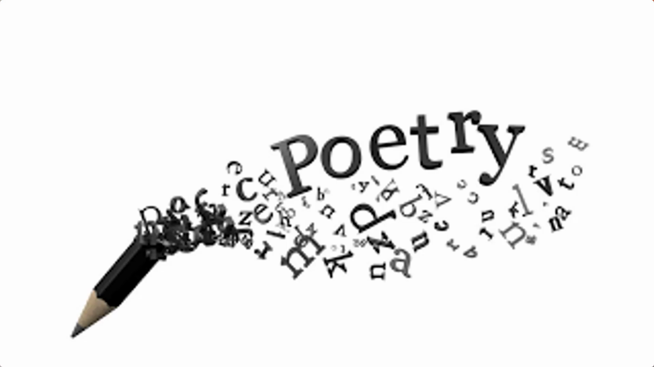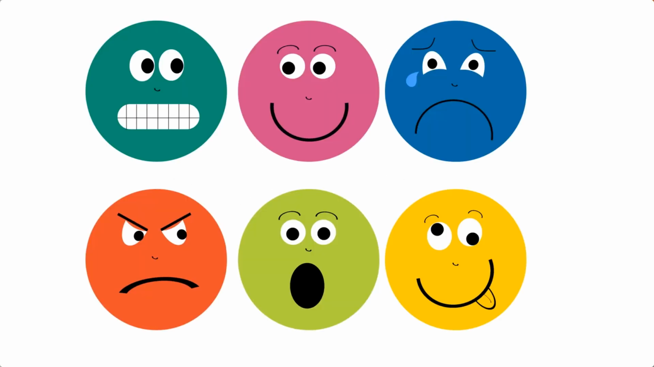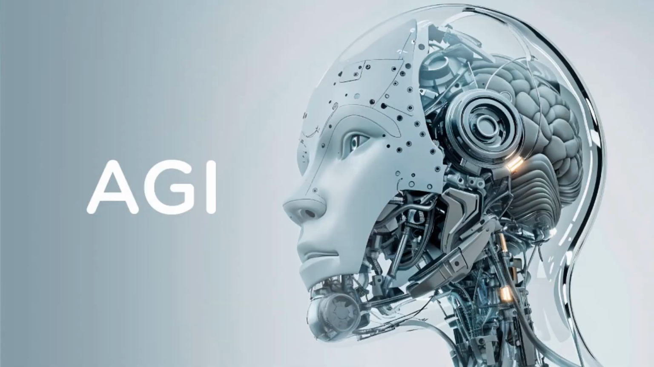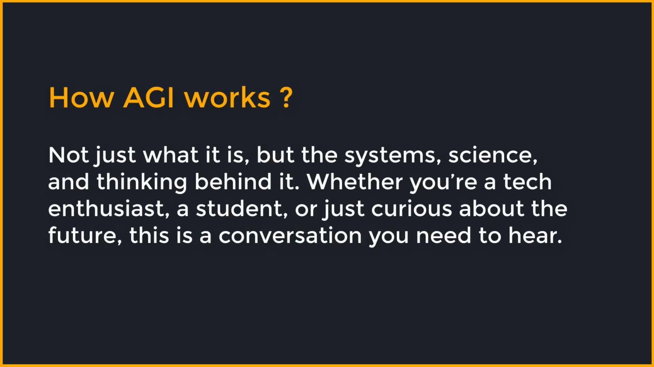So imagine a machine that doesn't just recognize your voice or recommend a movie, but one that can write poetry, solve math problems, understand emotions, and learn any skill a human can. Well, this isn't science fiction anymore, right? It's the goal of artificial general intelligence, AGI, and is one of the most powerful and controversial ideas in technology today. Well, in this video, I'm going to dive deep into how AGI works, right?